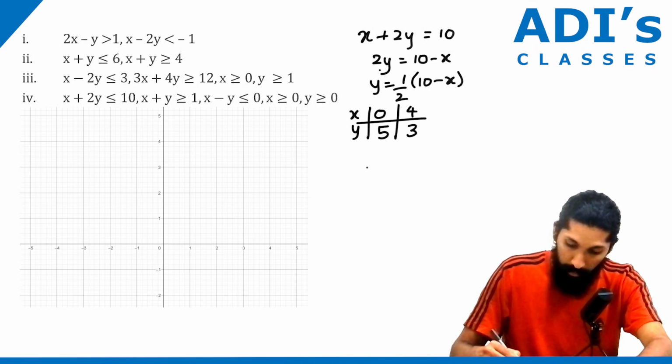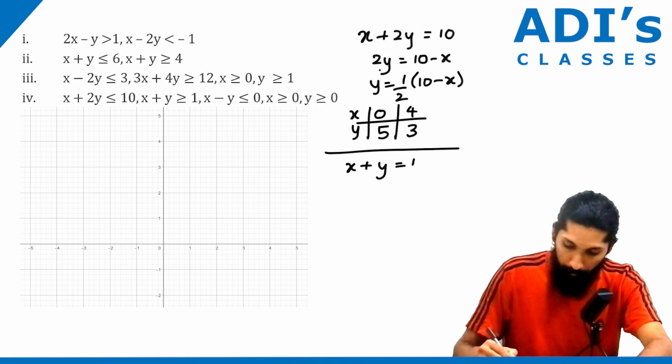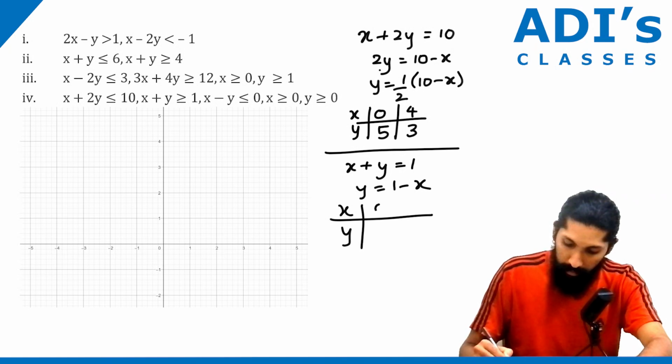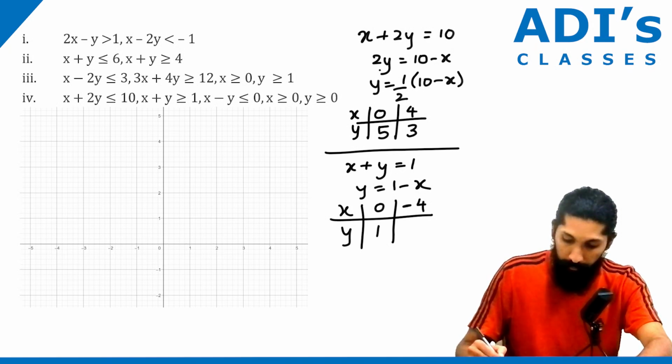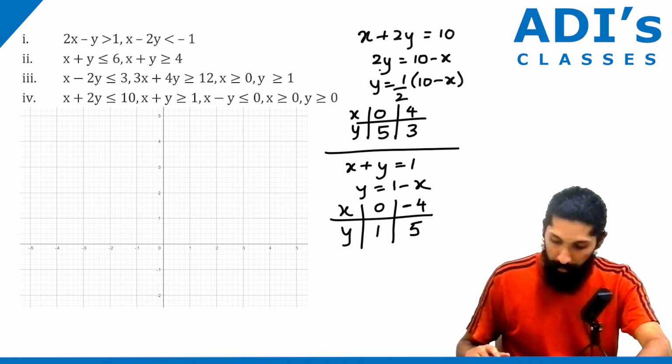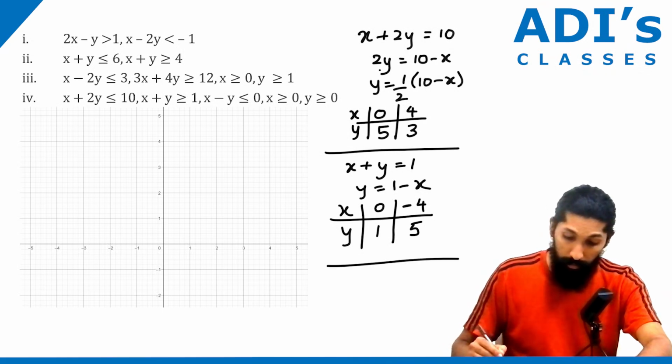The next one, x plus y is equal to 1. y is 1 minus x. Guys, this is a very simple one. You have x and y. I'll take x as 0, then y is 1. I'll take x as, say, minus 4 or something. So 1 plus 4 becomes 5. Let's take bigger values.